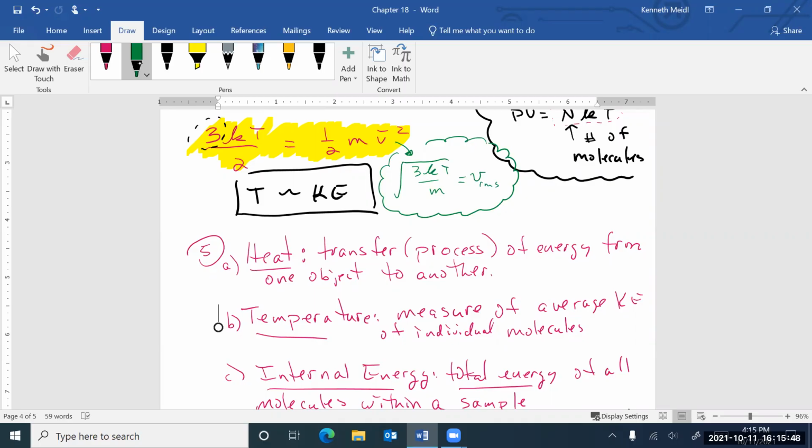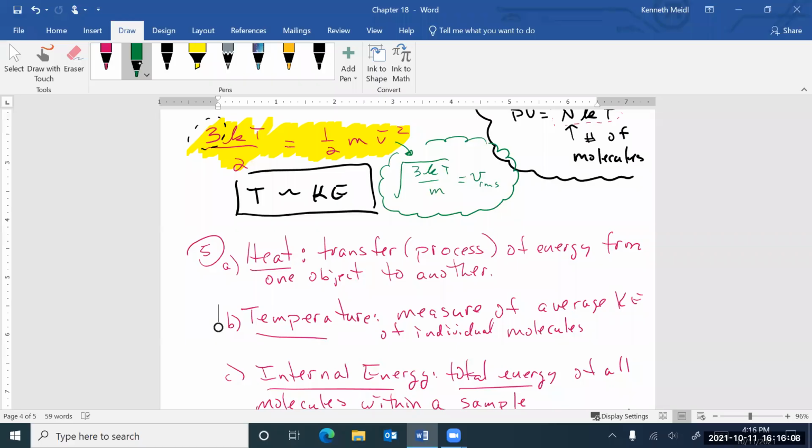And so what's there in yellow is really what you want to take away from chapter 18. That's really an important thing, that the average kinetic energy of a whole bunch of molecules is proportional to the temperature, right? If you measure one, you're essentially measuring the other one. And so that's going to be important.